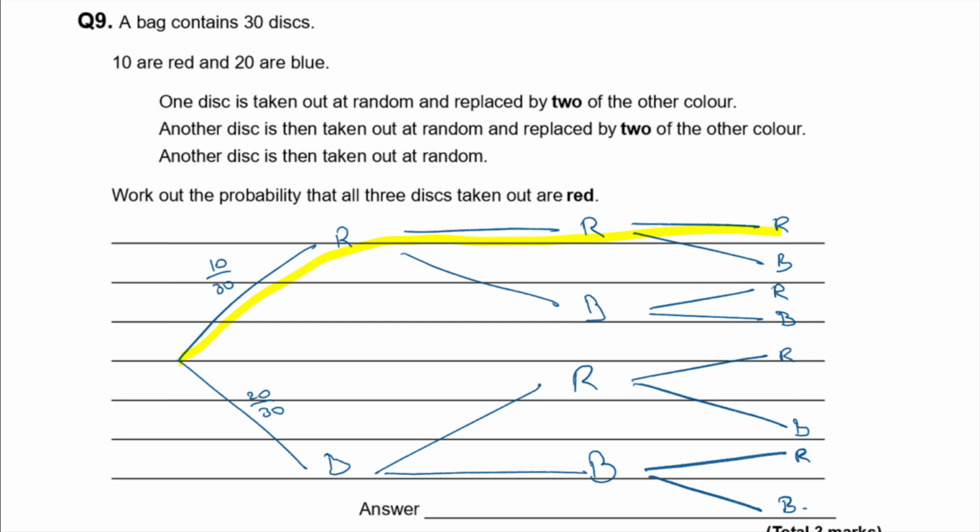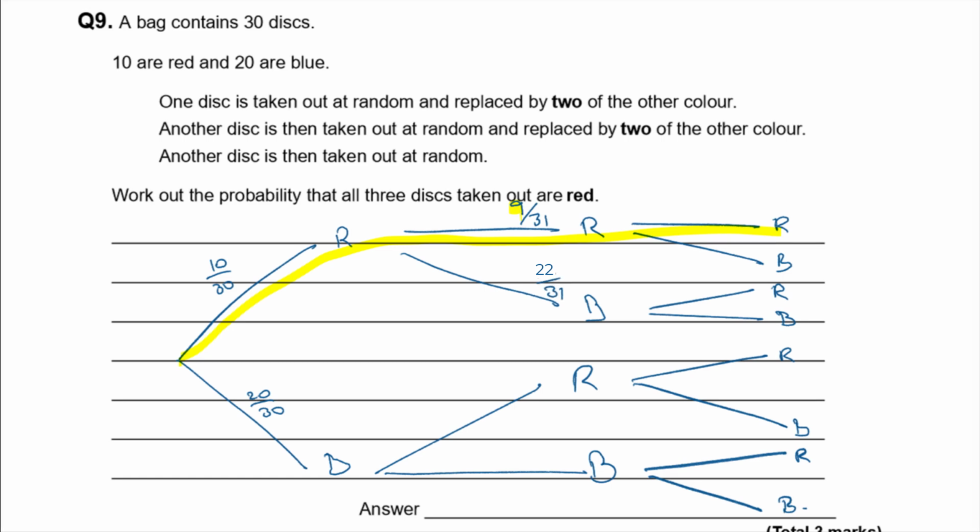Then what happens? 1 disc is taken out at random and replaced by 2 of the other colour. So if I take a red one out, I'm going to have 1 less red and 2 more blue than I had before. So I'm going to have 9 red ones out of a total of, if I took one away and added 2, I've got 1 extra, haven't I? So that's 9 over 31 there. And for blue, I had 20. I haven't taken any out and I've added 2 extra, so I'm going to get 22 over 31 there.